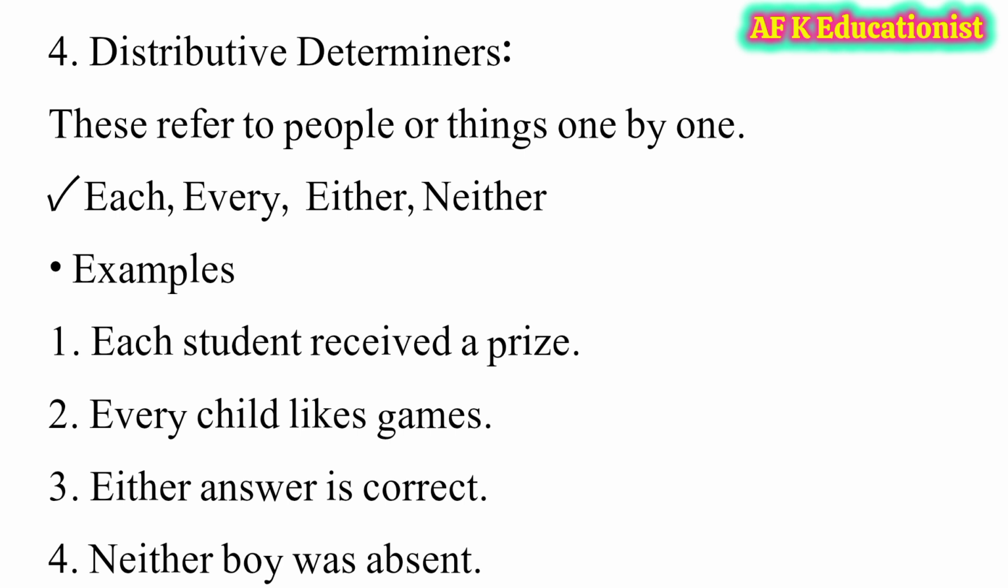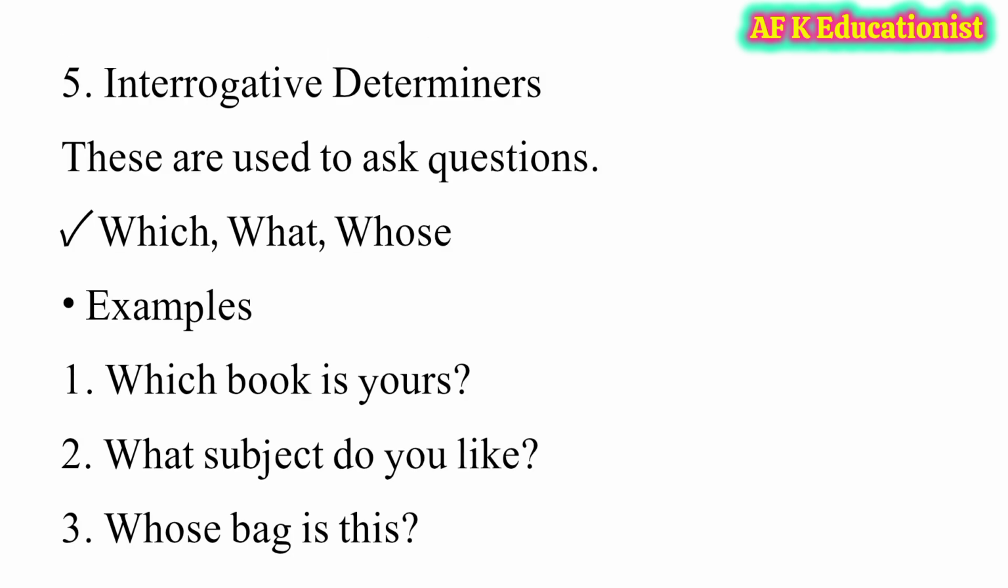4. Distributive determiners. These refer to people or things one by one. Each, every, either, neither. Examples: Each student received a prize. Every child likes games. Either answer is correct. Neither boy was absent.